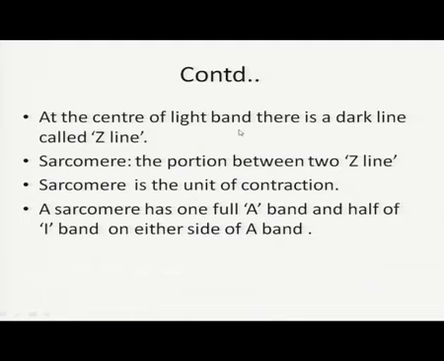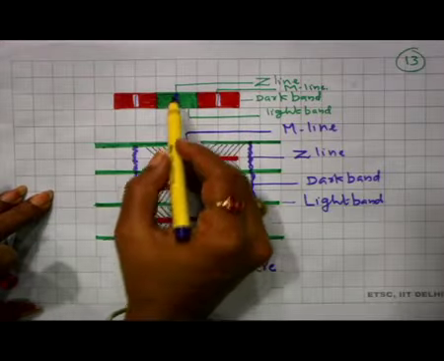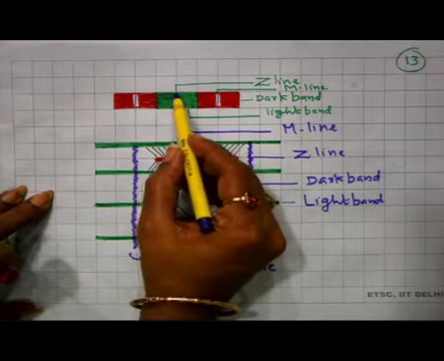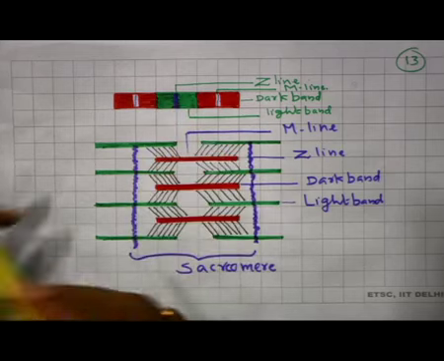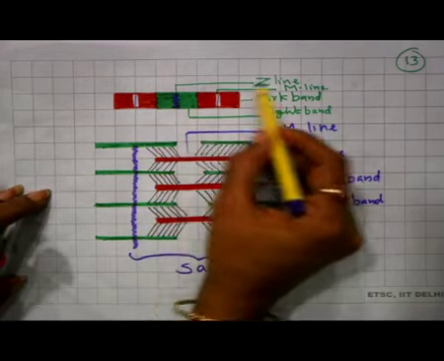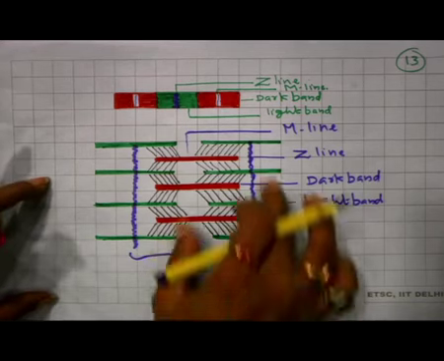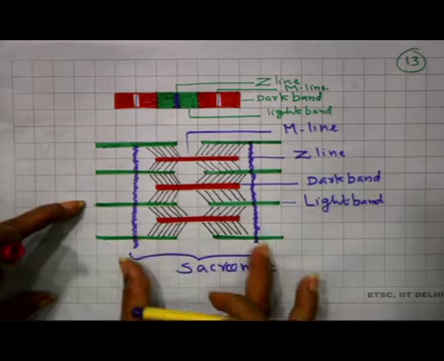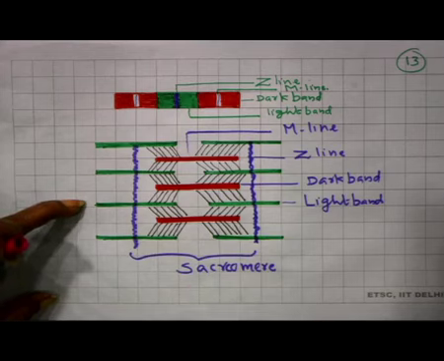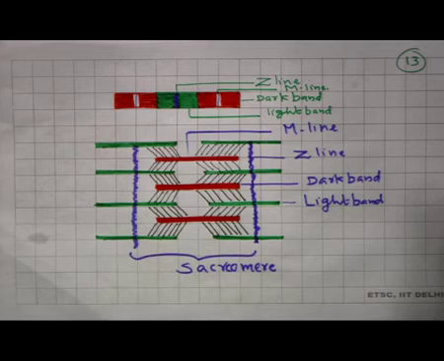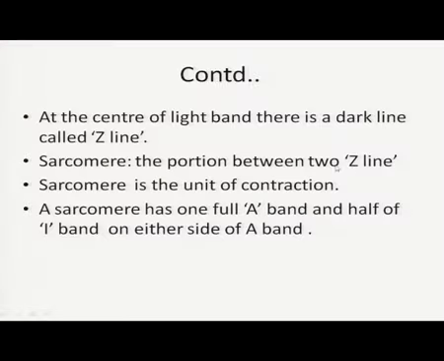At the center of the light band, the I band, here you can see a dark line, and this dark line is known as Z line. Now, here you can see the diagram of a sarcomere, the full diagram. This much portion is known as the sarcomere. Now, what is a sarcomere and what does it comprise? Sarcomere is the portion between two Z lines.